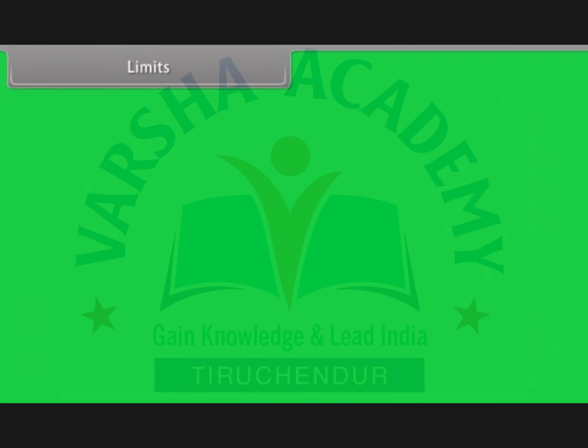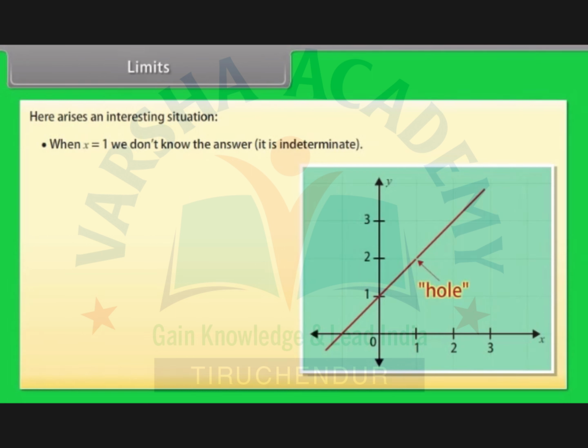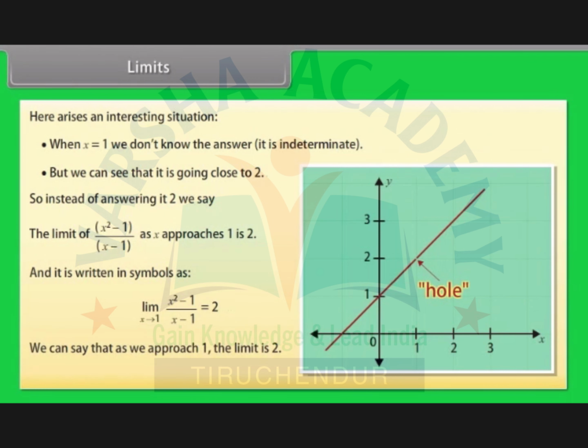Now we can see that as x gets closer to 1, x square minus 1 by x minus 1 gets close to 2. Here arises an interesting situation. When x is equal to 1, we don't know the answer. It is indeterminate, but we can see that it is going close to 2. So instead of answering 2, we say the limit of x square minus 1 by x minus 1 as x approaches 1 is 2. It is written in symbols as limit x tends to 1 of x square minus 1 by x minus 1 is 2. So, we cannot tell the value at x is equal to 1, but we can say that as we approach 1, the limit is 2.